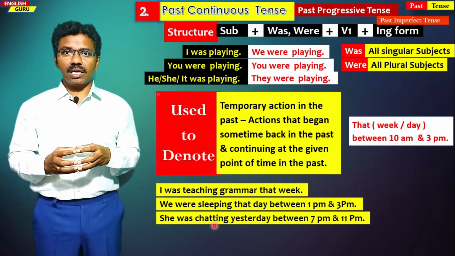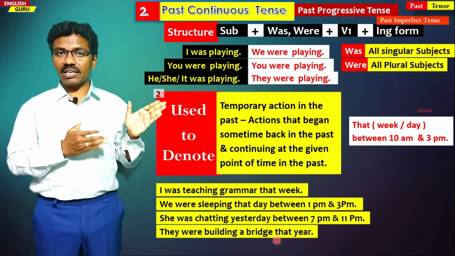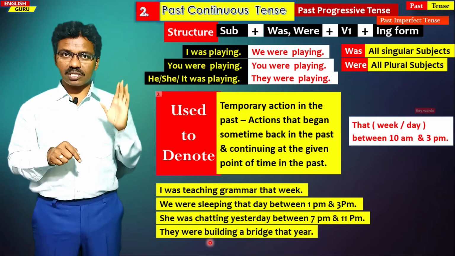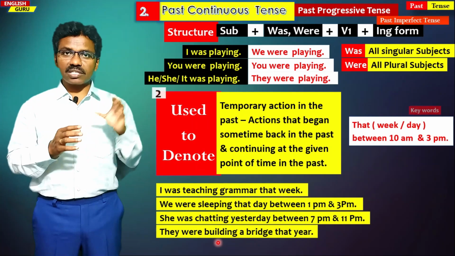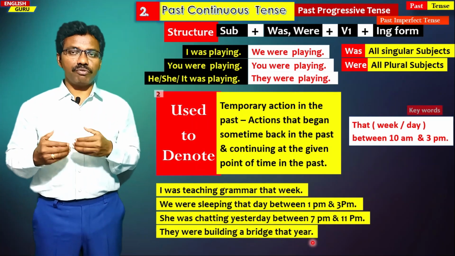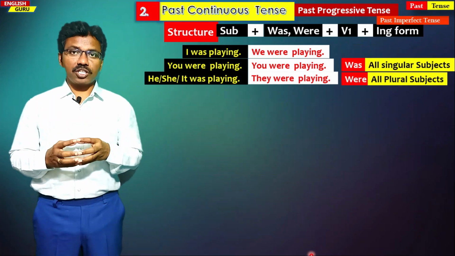In a similar manner, they were building a bridge that year. The entire year that year they were building, not this year. They started one year ago, they continued last year, they completed it. So for such kind of situations we use past continuous tense. And there is one more usage of past continuous tense.